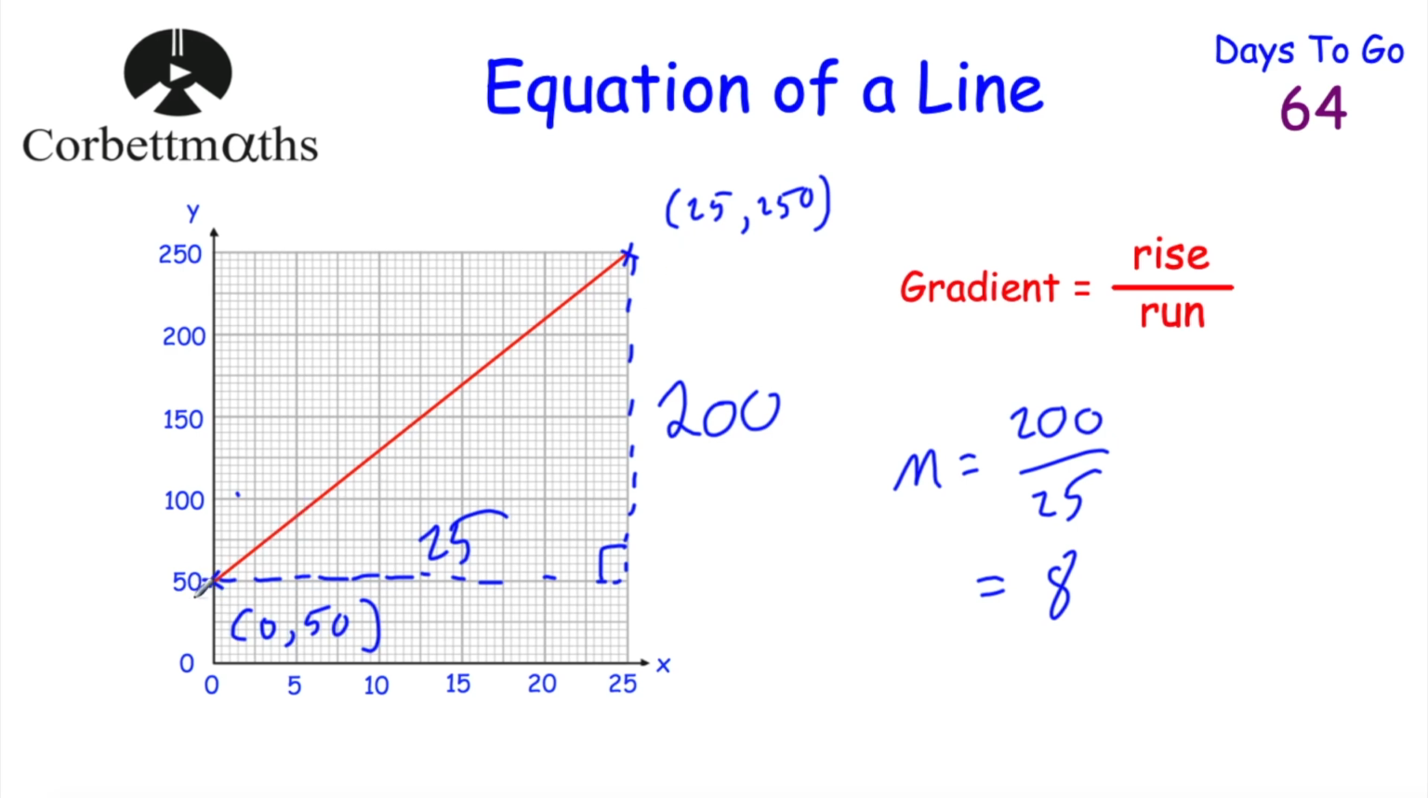So for every 1 unit you go across, you go up 8. So if you go across 1, you go up 8, and so on. If you go across 5, you're going to go up 40. And that's it. So that's the gradient of that line. If you got 8, well done.